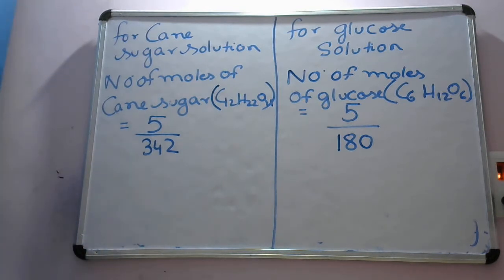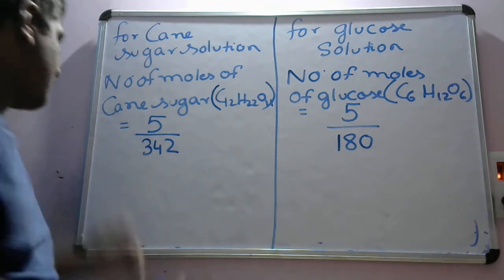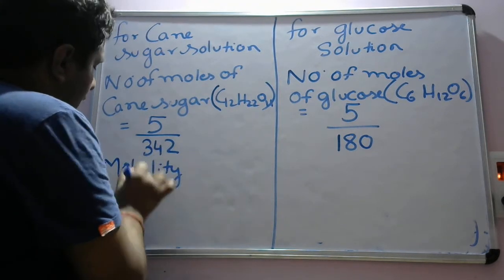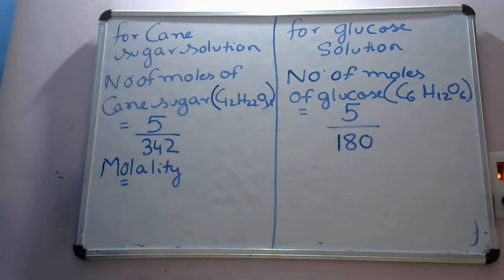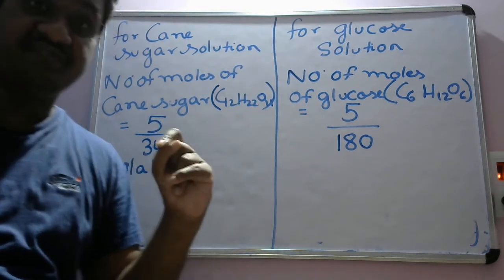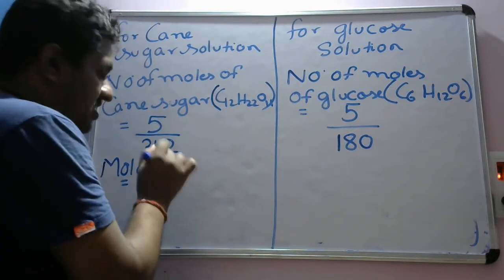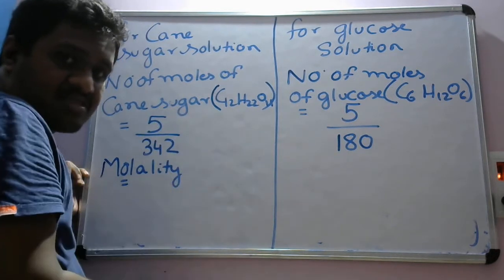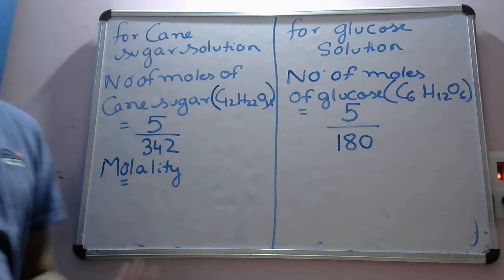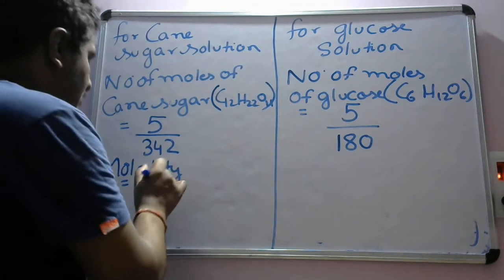Now let us calculate the molality of both the solutions. That also we can calculate. Molality in this case will be what? What is the formula of molality? Number of moles of solute divided by mass of solvent in kg. Number of moles of solute we have. Mass of solvent we already know, 95 grams. But the solvent mass is in grams, so we will divide 95 grams by 1000 and then substitute.